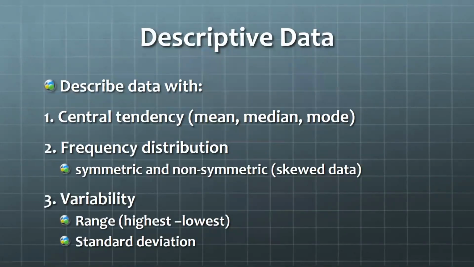So starting with descriptive data, we use it to describe central tendency. This is the mean, median, and mode of our data set and describes our sample. And then we also will look at frequency distribution. This has to do with how the data is distributed around the mean. And this is important because if we do not have a normal distribution around the mean, then we may not be able to perform other more advanced statistical analysis.